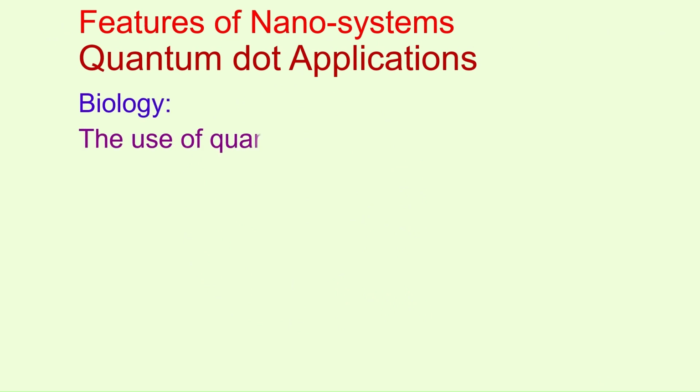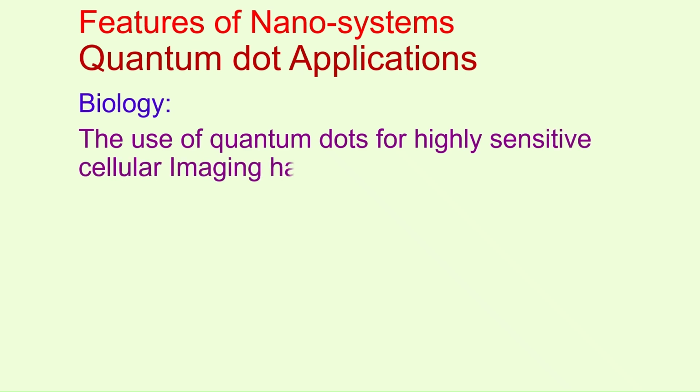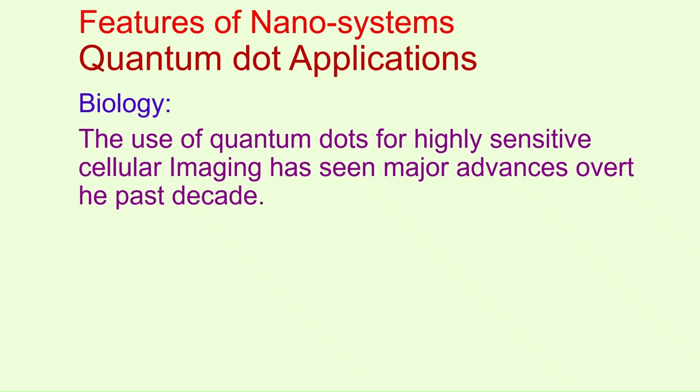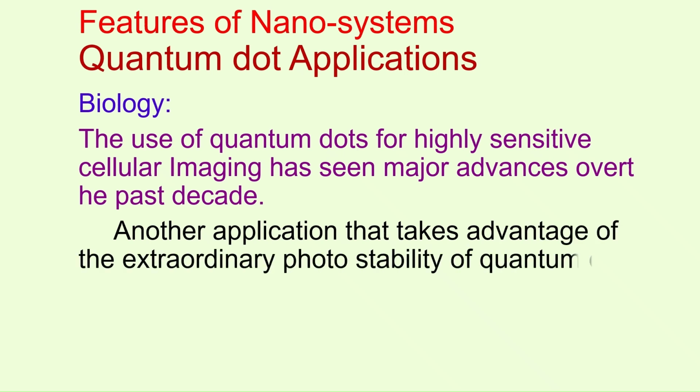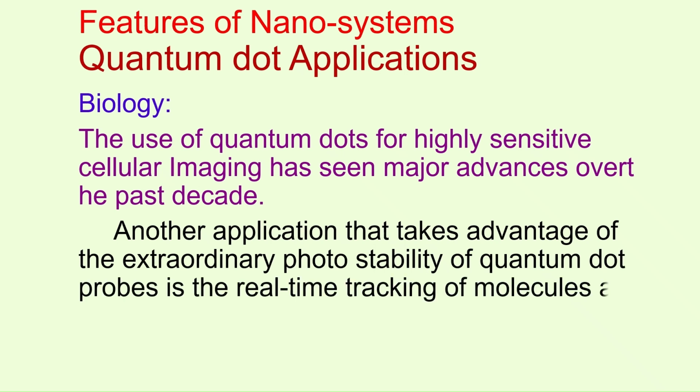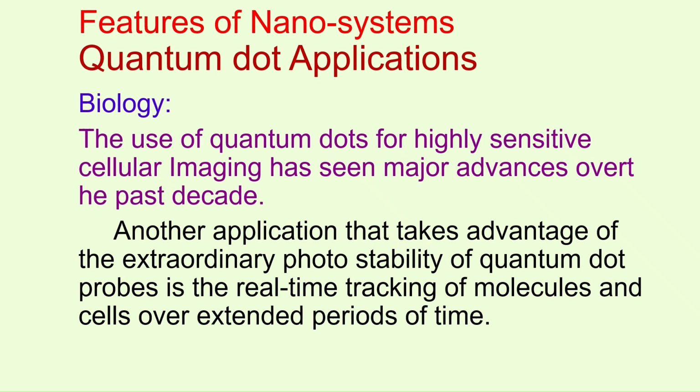The use of quantum dots for highly sensitive cellular imaging has seen major advances over the past decade. Another application that takes advantage of the extraordinary photostability of quantum dot probes is the real-time tracking of molecules and cells over extended periods of time.